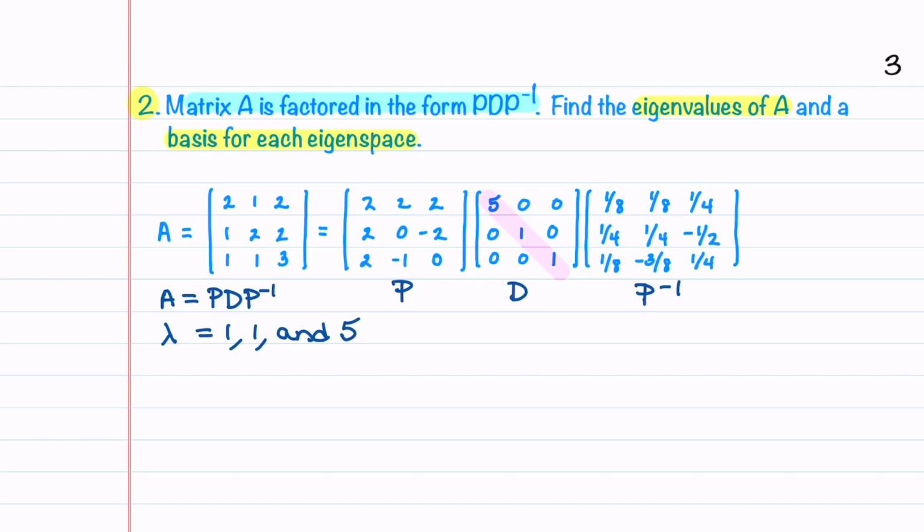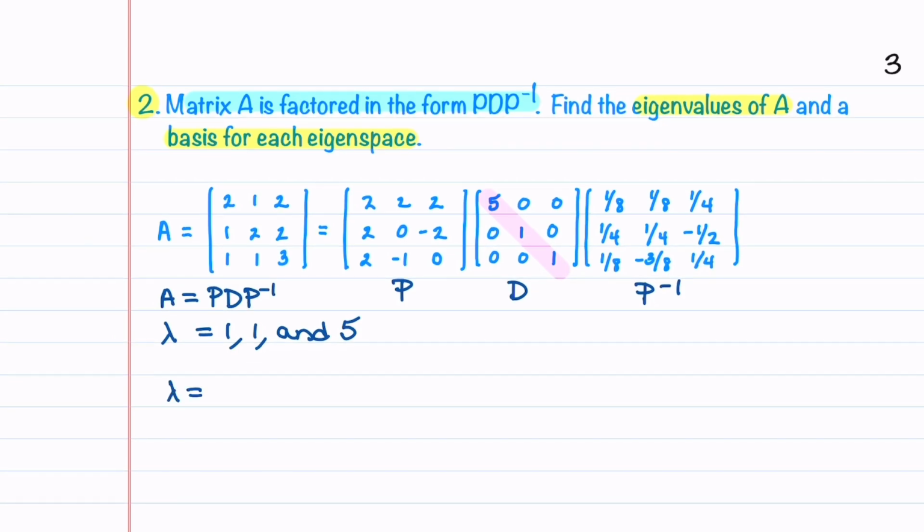Let's now find a basis for each eigenspace. We're going to have an eigenspace for each distinct eigenvalue. We have 2 distinct eigenvalues, 1 and 5, so we're going to have 2 eigenspaces. The basis for the eigenspace corresponding to lambda equal to 5 is going to be the eigenvector in P that's in the same corresponding column as our eigenvalue 5. So we can say that our basis contains this vector, 2, 2, 2.